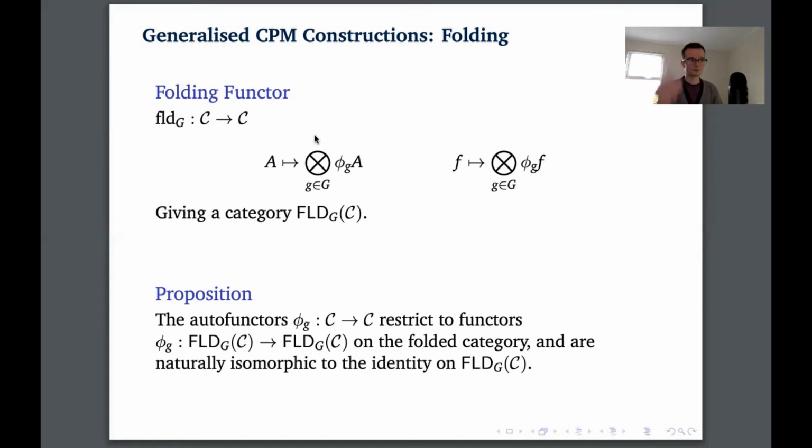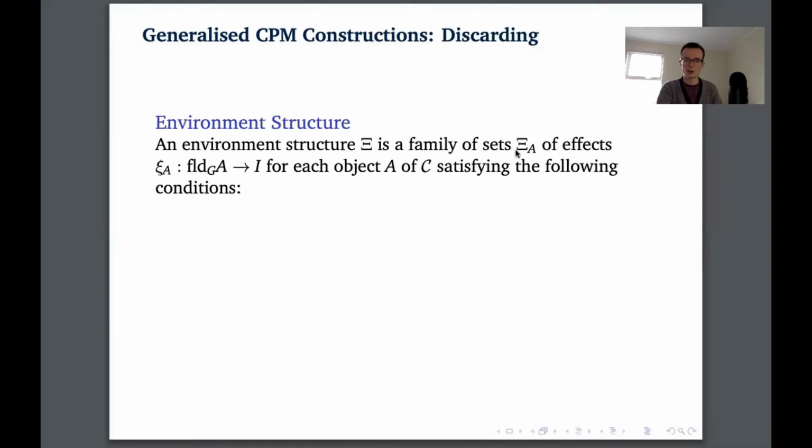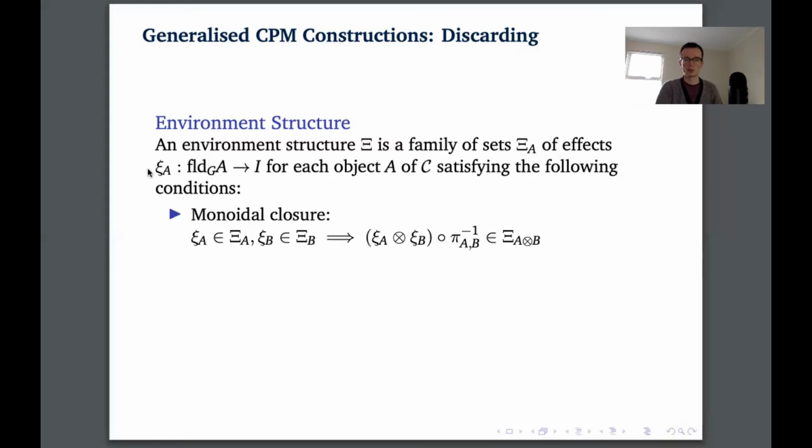Now the discarding. For each object A, we assign it a set of discarding effects. So not just one effect like in the original CPM construction, but a whole family of them. And we want these effects to obey a series of sensible conditions. Firstly, they should be monoidally closed. So if I have an effect on object A and an effect on an object B, then their tensor product should be an allowed effect on A tensor B up to some isomorphism. All this isomorphism does is rearrange the tensor factors in A and B. Don't worry about this isomorphism for now.